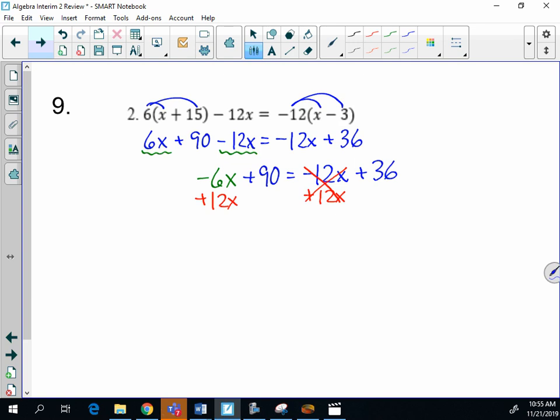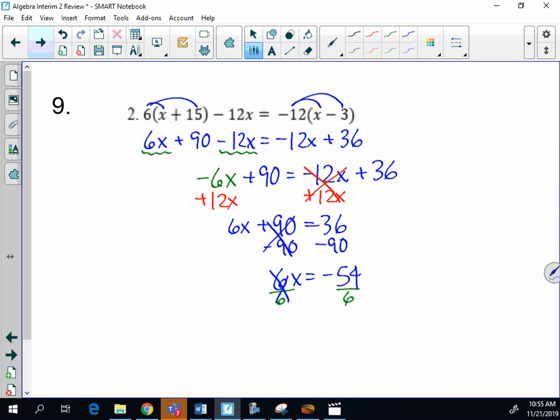And now I have negative 6 and 12 is 6x plus 90 equals 36. I have 2 steps to finish. I'm going to subtract 90 from both sides. That becomes 0 on the left. 6x equals negative 54. And then I finish by dividing by 6.